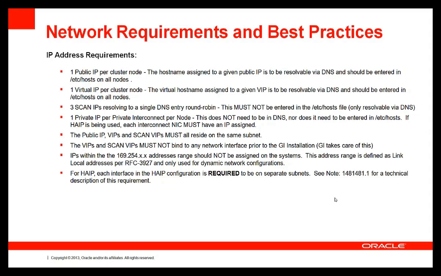IPs within the 169.254 address range should not be assigned on the systems. They should not be running anywhere on the systems. This address range is defined as link local per RFC 3927 and is only used for dynamic network configurations. For HAIP, each interface in the HAIP configuration is required to be on separate subnets for proper failover. Details around the separate subnet requirement can be found in note 1481481.1.